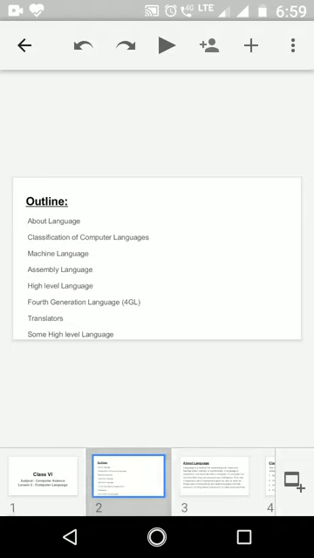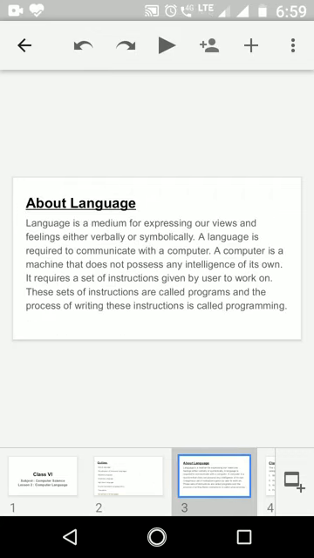The main topics of this chapter are language, classification of computer language, machine language, assembly language, high level language, fourth generation language or 4GL, then translators and some high level languages. Let us see the first topic about language.